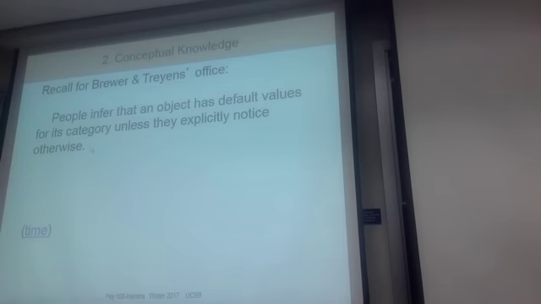This is just summing that up. In other words, people infer that an object has default values for its category unless they explicitly notice otherwise. So unless they really noticed and paid attention to that skull there, they didn't remember it because it violated expectations.